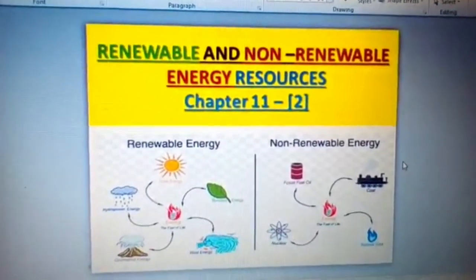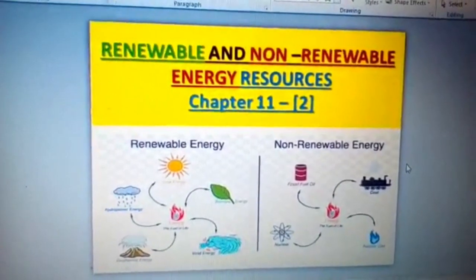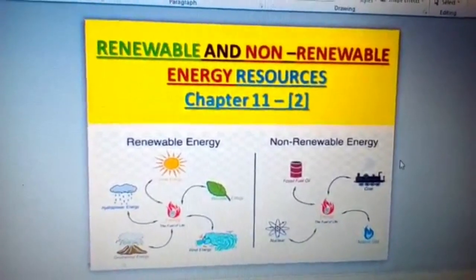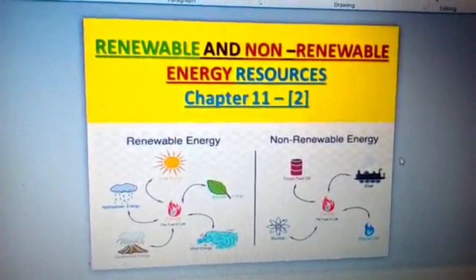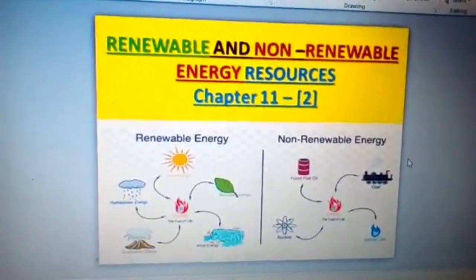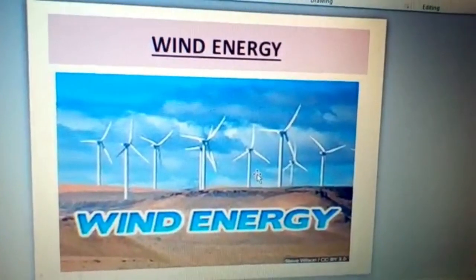Good afternoon, children. In the previous class, we learnt about the types of renewable energy resources like solar energy, hydroelectricity, tidal energy, and geothermal energy. Today, we will continue with the renewable resources like wind energy. Wind, like the sun, is nature's gift to us.